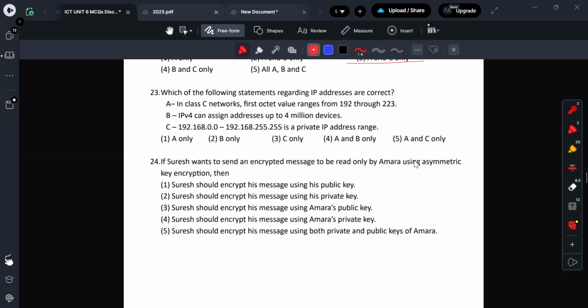So in class C network, the first octet value ranges from 192 to 223. Is that correct? In a class C IP address?